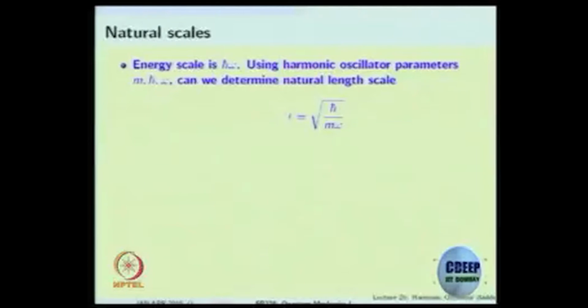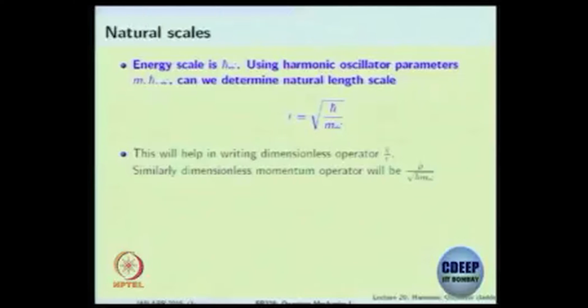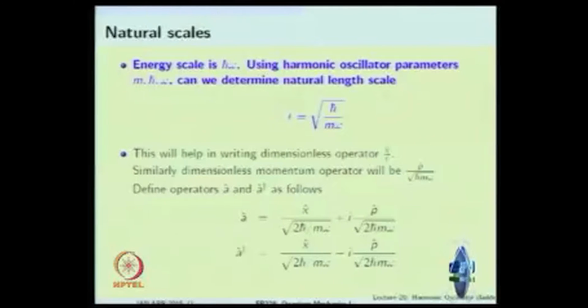Okay, so we can determine this natural length scale, which I said is root of h cross by m omega, and you can write a dimensionless operator as the position operator divided by this length scale. Similarly, you can write the momentum operator. So this is going to be an algebra of linear operators. Okay, so this is a theoretical idea.